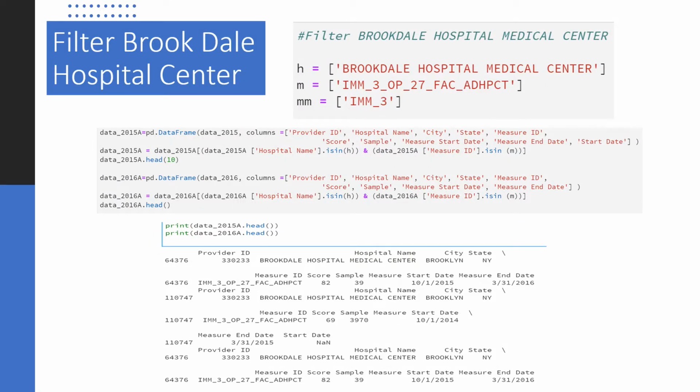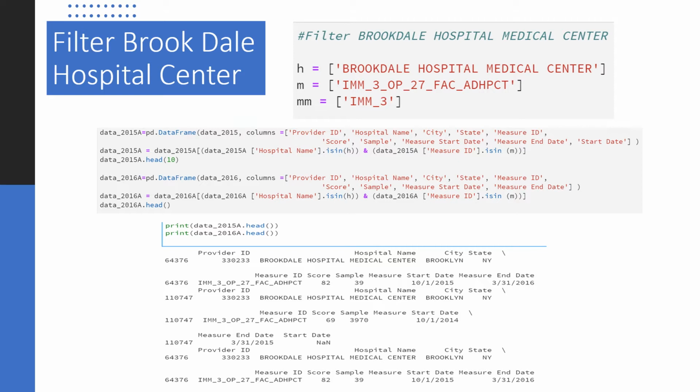Okay, so we're moving on to filtering our Brookdale Hospital Medical Center. Remember, this question is asking us to build a control chart for this hospital and the vaccination rates. Here I have the hospital name, the measure ID we're using, and a second different measure ID which are used for 2019 and 2020 data sets.